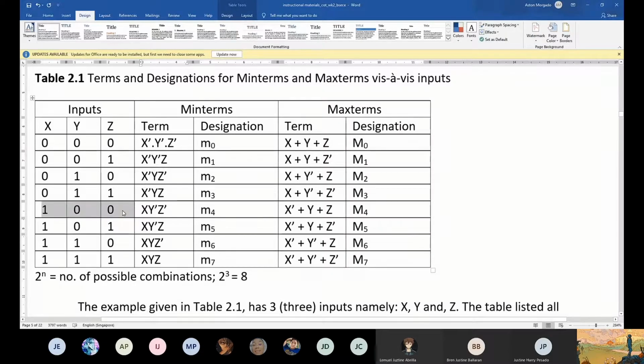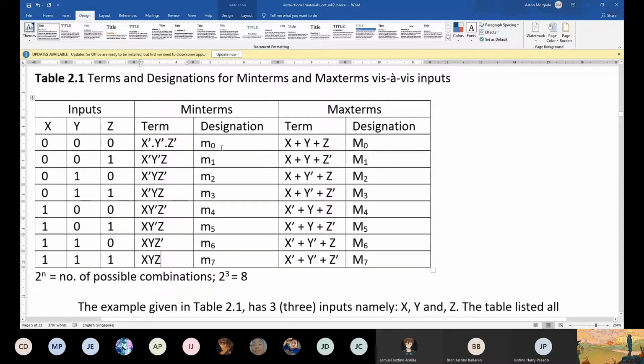For 1, 0, 0, x is 1, y is 0, y prime, and z is 0, z prime. Then we have 1, 0, 1, x is 1, y is 0, so y prime, and z is 1, z. And next we have 1, 1, 0, x is 1, y is 1, z is 0, so we have z prime. And last we have 1, 1, 1, so x is 1, y is 1, z is 1.